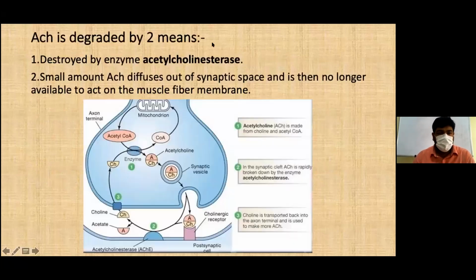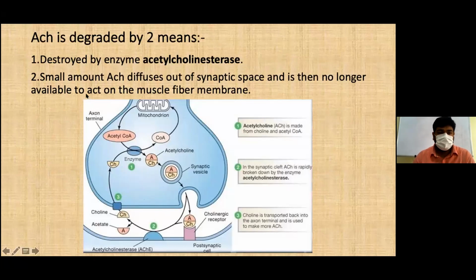Acetylcholine is degraded by two means. One is after the muscle contraction, the acetylcholine is released back into the synaptic cleft, where it is degraded by a special enzyme known as acetylcholinesterase into choline and acetate. 50% of choline is recycled back into the nerve terminal for the synthesis of acetylcholine.